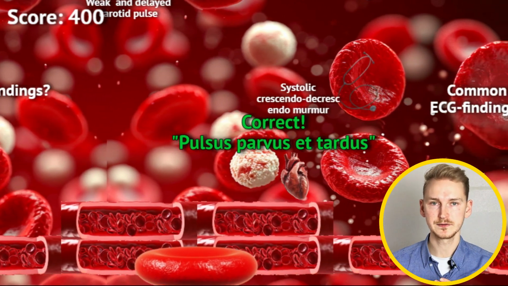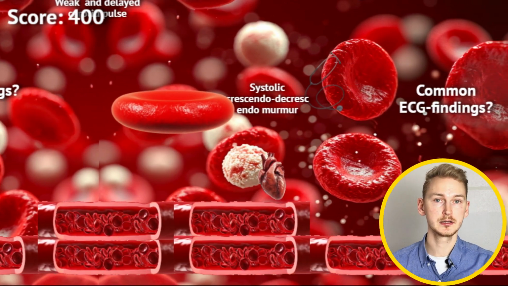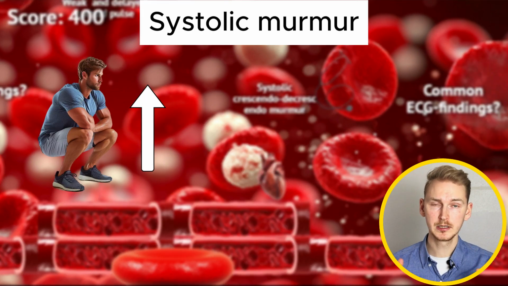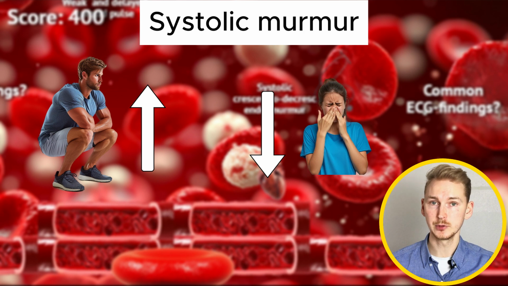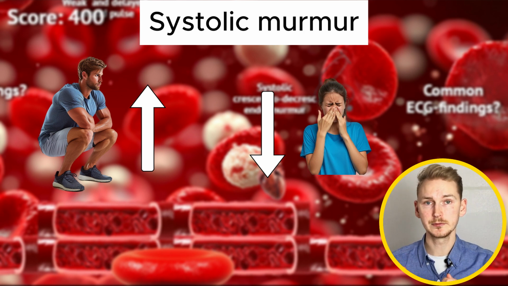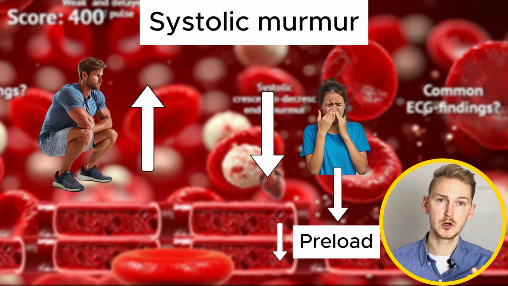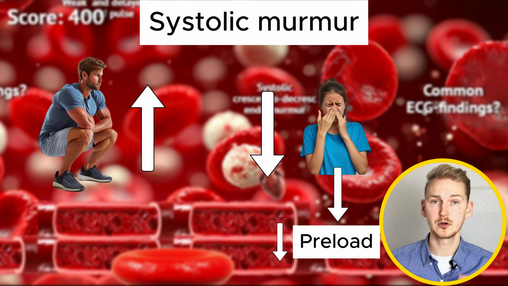On heart auscultation, you can hear a systolic crescendo-decrescendo murmur, which is increased with squatting and reduced with Valsalva maneuver. When you do a Valsalva maneuver, you reduce the preload to the heart, and aortic valve stenosis is highly dependent on preload. The murmur can also radiate to the carotids.